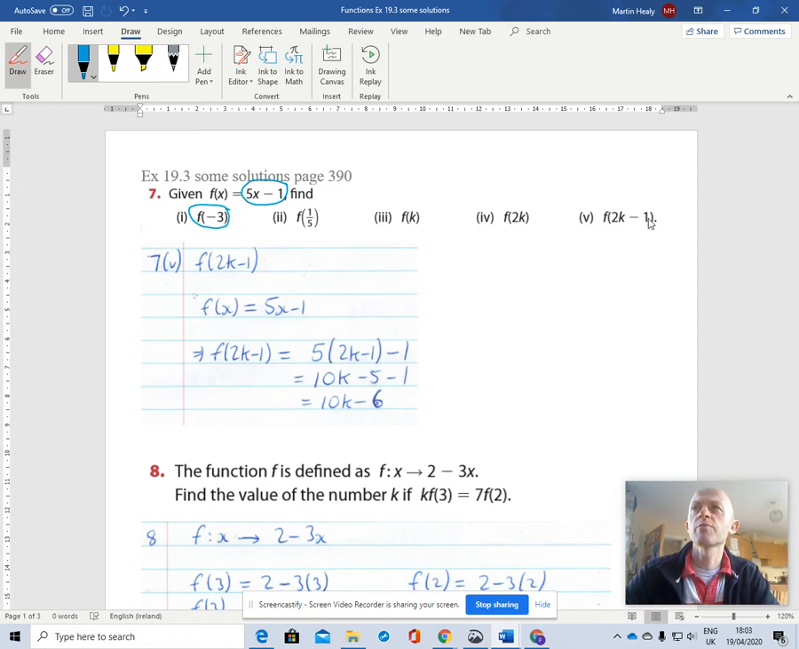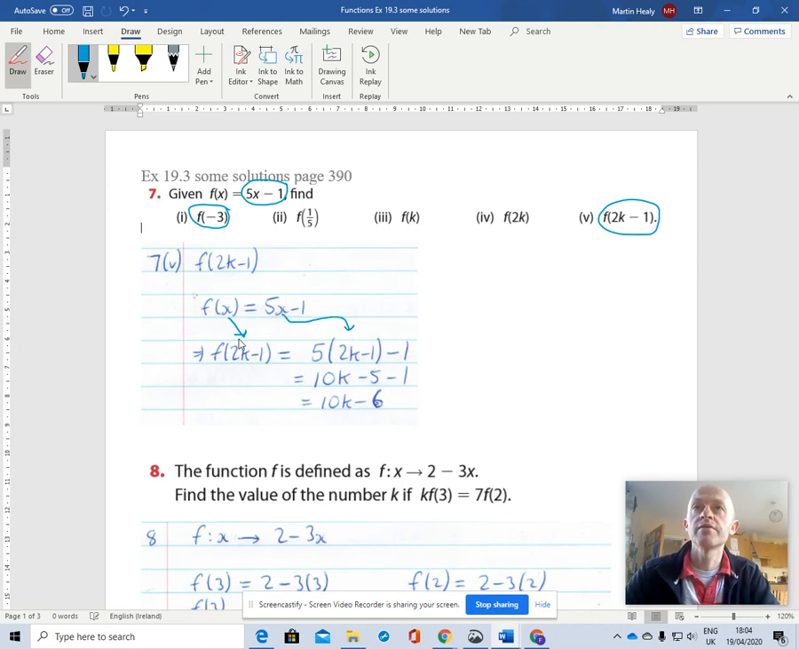Now, I've done out 7 part 5 here. Quite a weird looking thing. f of 2k minus 1. What would you do with that? The exact same thing you would do with f of minus 3. You take out the x and replace it with 2k minus 1. Do the same thing over this side.